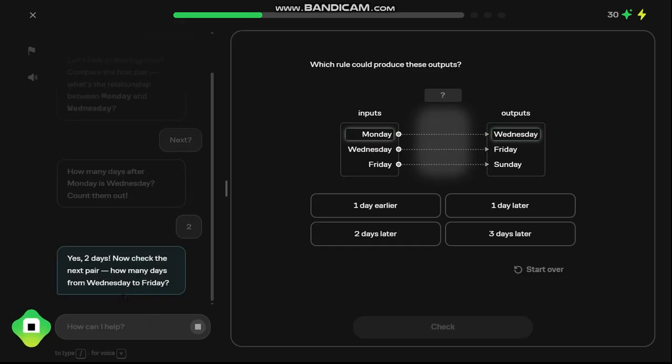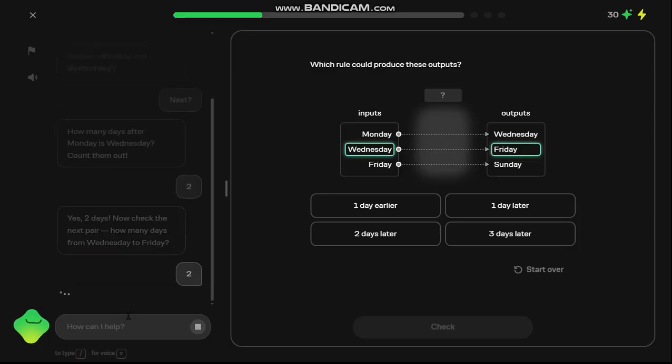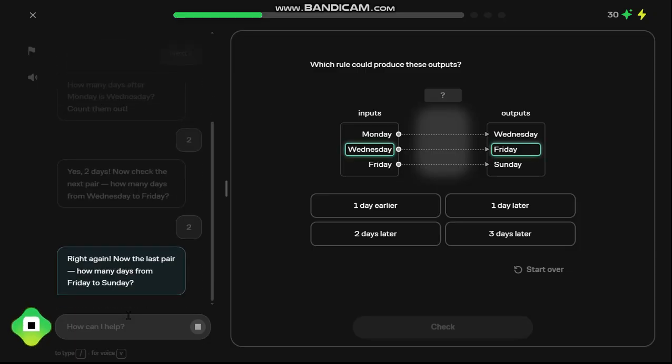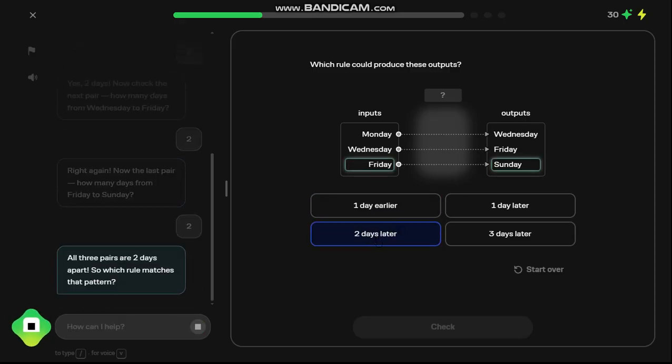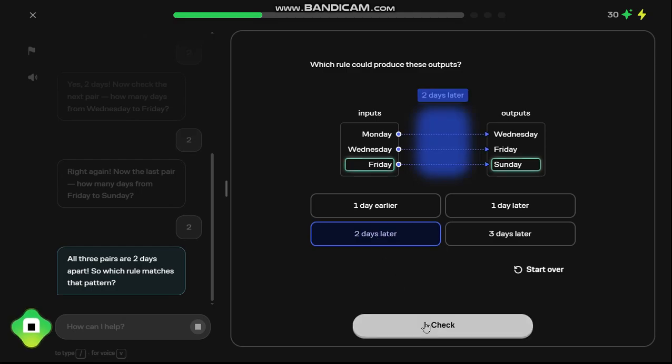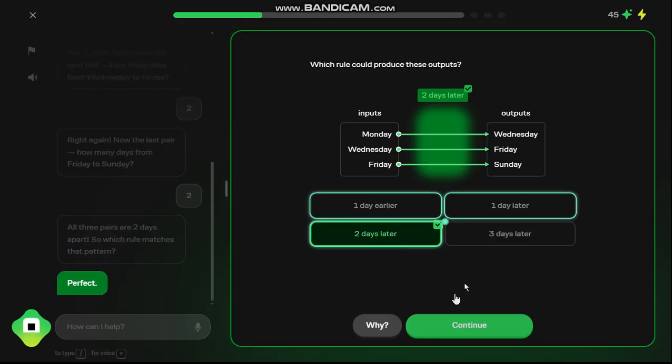So I say correct. Yes, 2 days. Now check the next pair. How many days from Wednesday to Friday? Also 2. Right again. Now the last pair. How many days from Friday to Sunday? Also 2. Okay, so the answer is 2 days later. All 3 pairs are 2 days apart. So which rule? Perfect. The other 3 do not make sense.